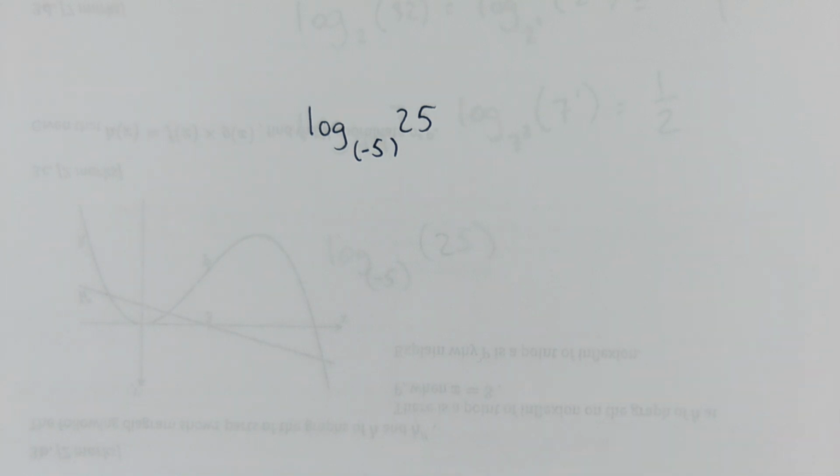So it seems like 2, doesn't it? Because -5 squared is +25. But if you put that on your calculator, no, it's not 1/2. 1/2 means square root. Square root of -5 is nasty.